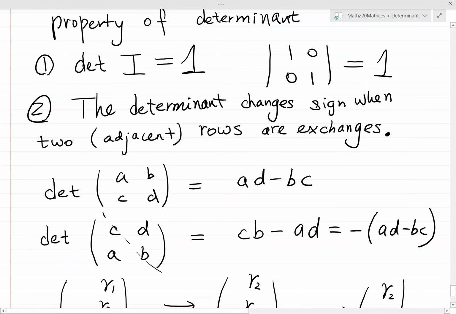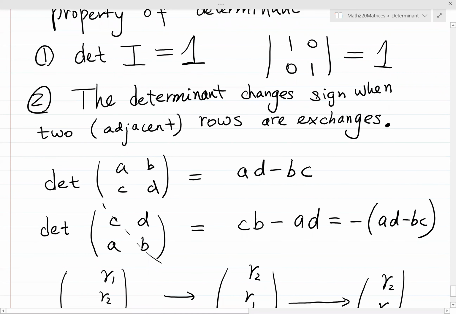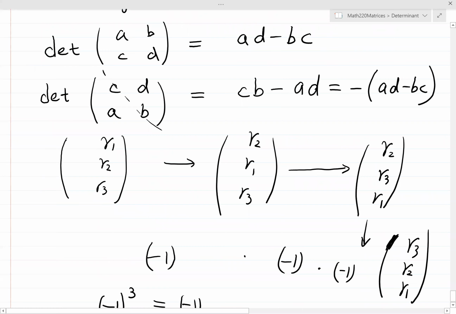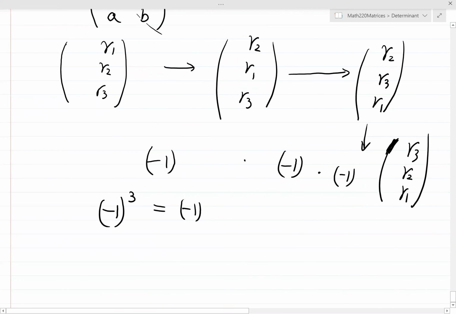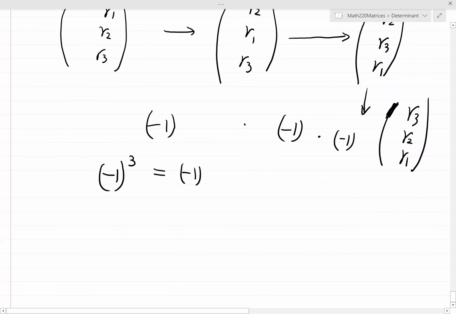So every time you switch two adjacent rows, the sign changes by -1. And in general, if you exchange two general rows, you can achieve this by an odd number of adjacent row exchanges. So again, it still differs by -1. For the determinant, the rows and the columns are actually on the same footing, so you can expand by row, and you can also expand by column.